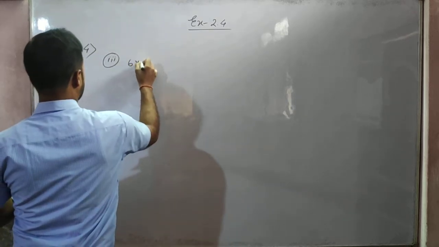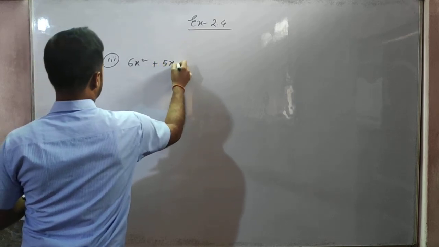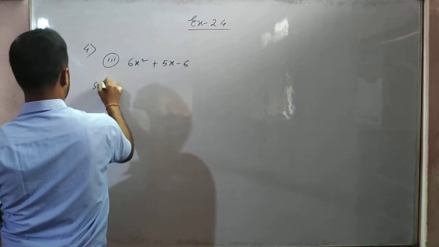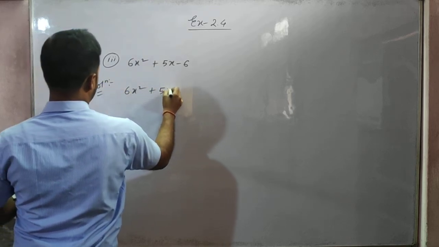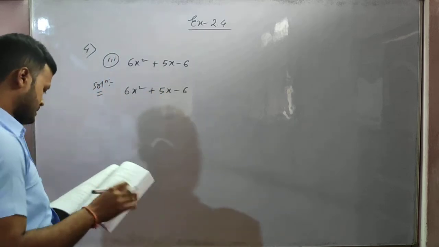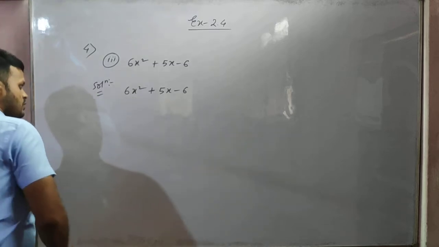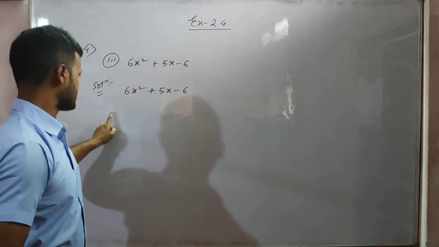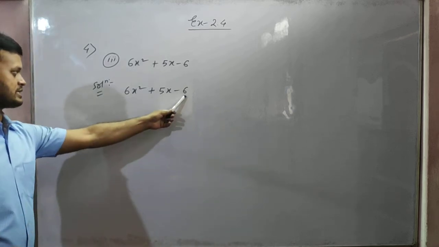Students, 6x square plus 5x minus 6. Okay, so solution will be like this: 6x square plus 5x minus 6. What is the last term? Last term is 6 and the first term is 6.